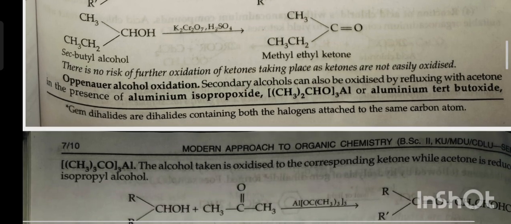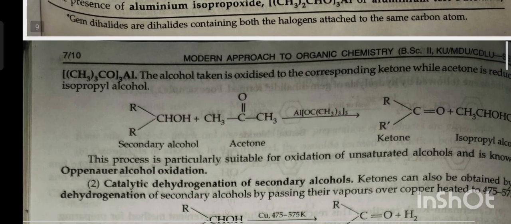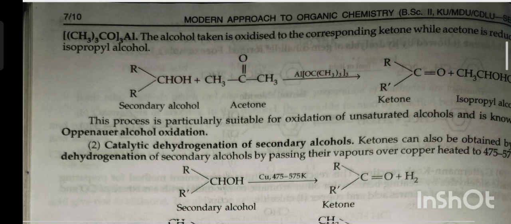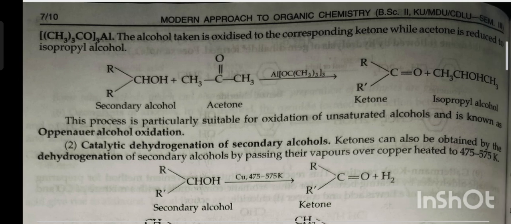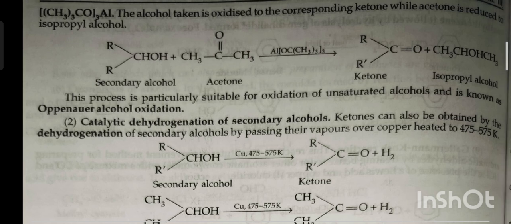Oppenauer oxidation. Secondary alcohol can also be oxidized by refluxing with acetone in the presence of aluminium isopropoxide or aluminium tert-butoxide. The alcohol taken is oxidized to the corresponding ketone while acetone is reduced to isopropyl alcohol. Secondary alcohol plus acetone gives isopropyl alcohol plus ketones. This process is particularly suitable for oxidation of unsaturated alcohol and is known as Oppenauer oxidation.